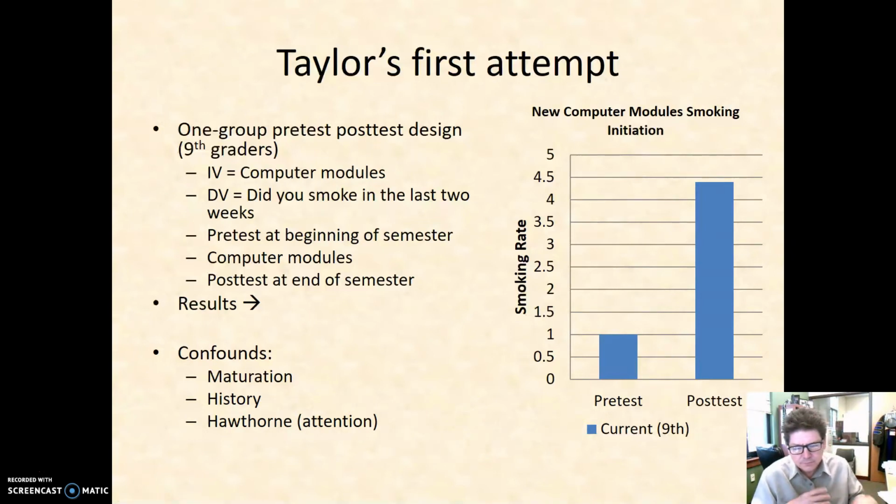It's possible. Hawthorne effects are also a common confound in a one-group pre-test, post-test design. And this is the effect of having lots of attention put on you. In this instance, you might argue that this direction of the effect, smoking going up, is maybe the opposite of what you would expect from being observed, having an effect of being watched, of being in a study, someone paying attention to you. But it is possible.